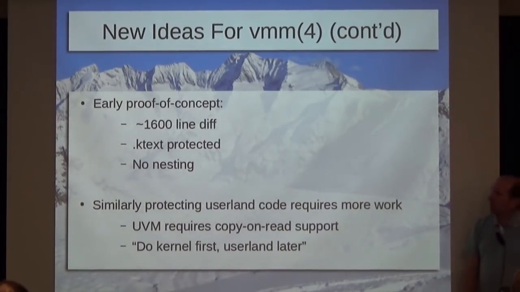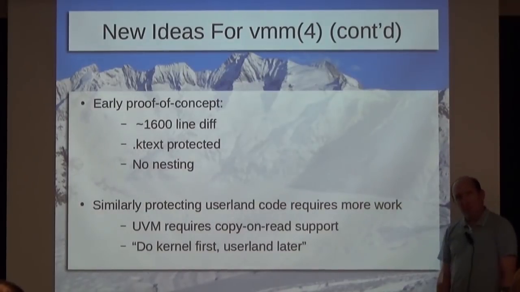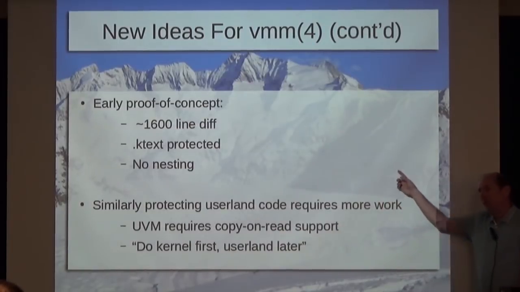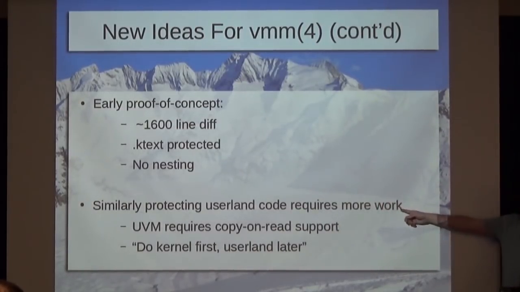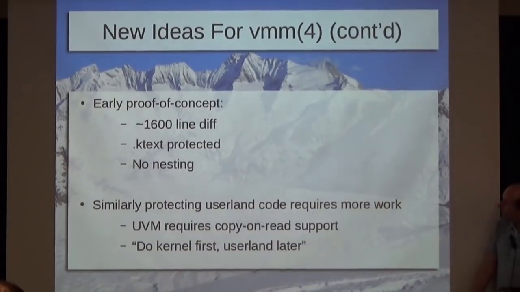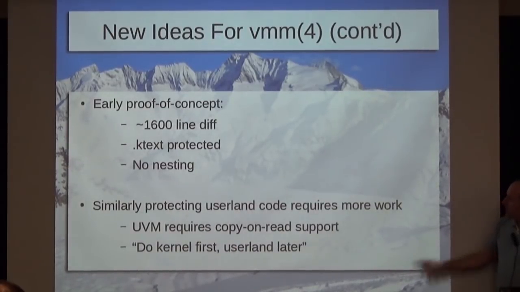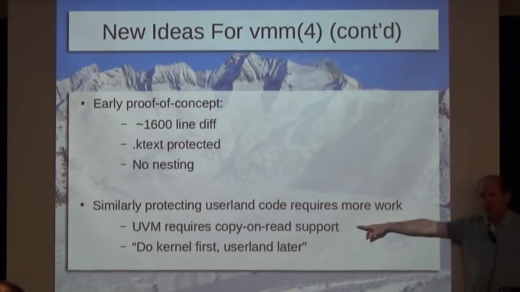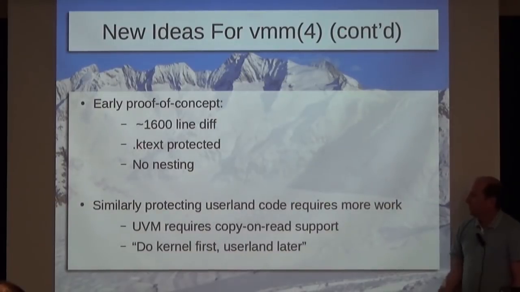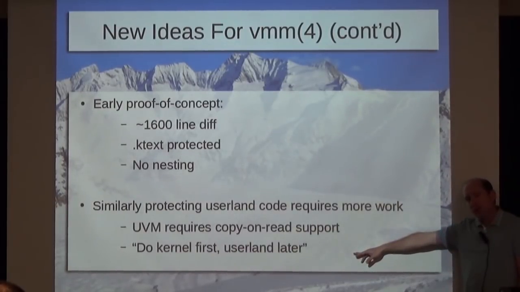The early proof of concept of this came after we spent a couple of months working on Meltdown. I said I needed a break, so I went back to this, and it's about a 1600 line diff that protects kernel text and doesn't do any nesting. The idea is once you get this working, you build userland protection for it as well, so you make your userland applications execute only and not readable. This really helps cut down on the amount of ROP nonsense that's going on. To do this, we need some more work. We need something called copy on read because of the way that text is shared between libraries. So we're going to do the kernel first and userland later.